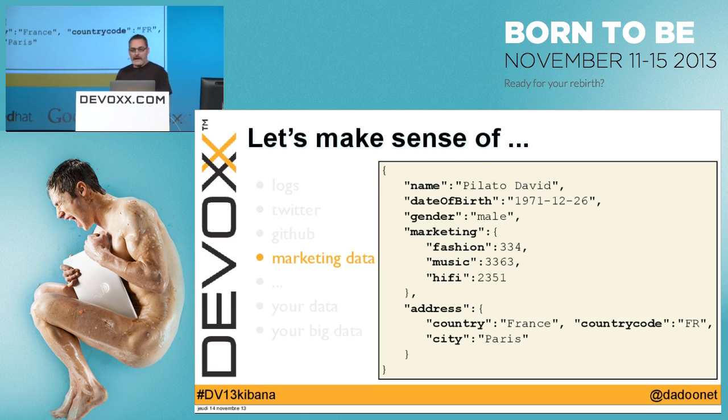So what does my data look like? I have that kind of JSON document. I have a name, I have a date of birth, I have a gender, I have some marketing point of interest thing. Think about the number of clicks you have on your iPhone application, for example, for the fashion button, music button, hi-fi button, whatever. And we have an address with a country code, and city.